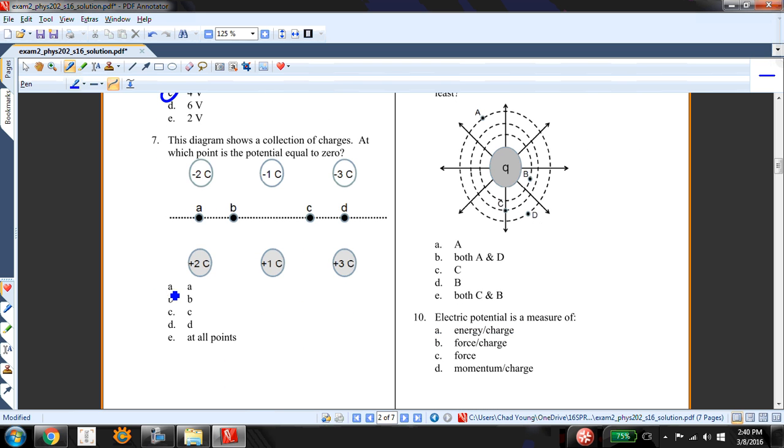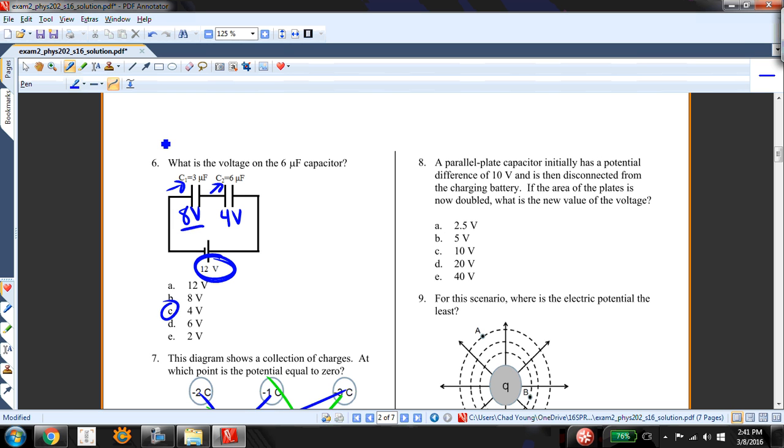This diagram shows a collection of charges. At what point is the potential equal to 0? Well, remember, let's just take point B, for example. The potential is 0 if the negative and positive charges are equidistant from that point, as it is here and here, here, and here. And if we pick another point, say point C, these two charges are equidistant, these two charges are equidistant, they're also opposite, so the potentials cancel out, and likewise there and there. As a result, all of these, you'll find if you go through them all, have a potential equal to 0.